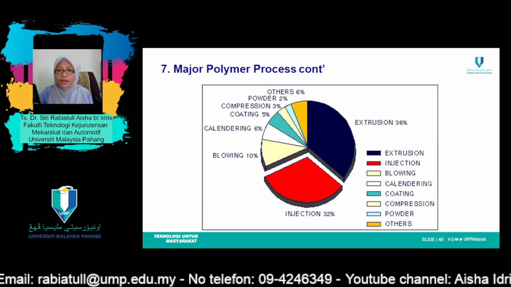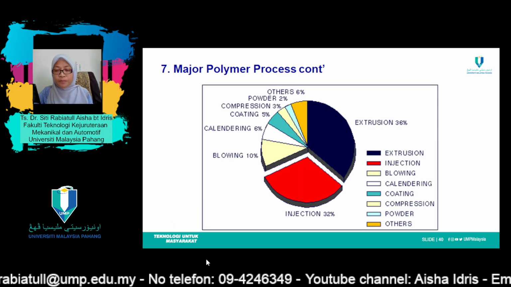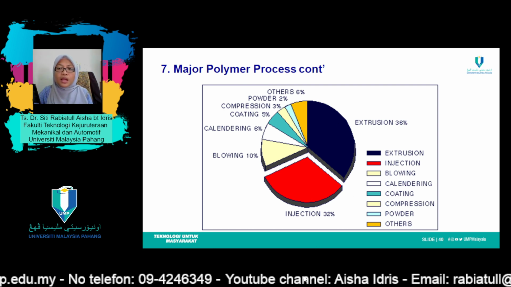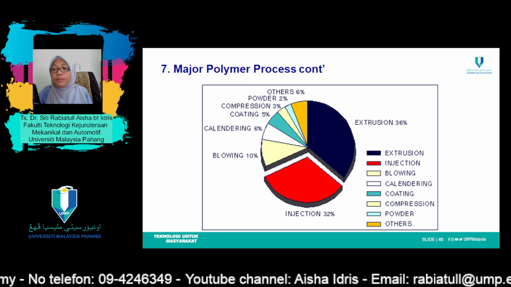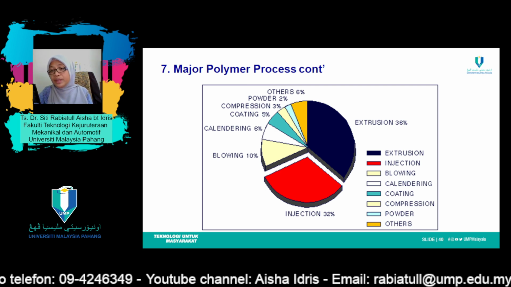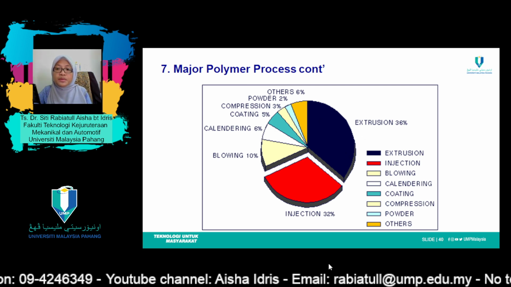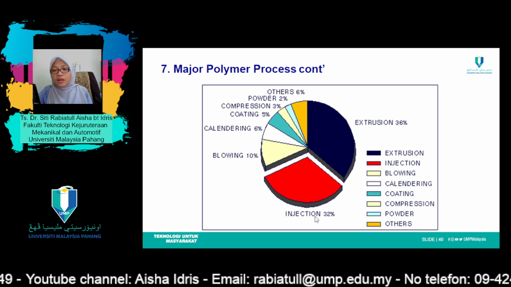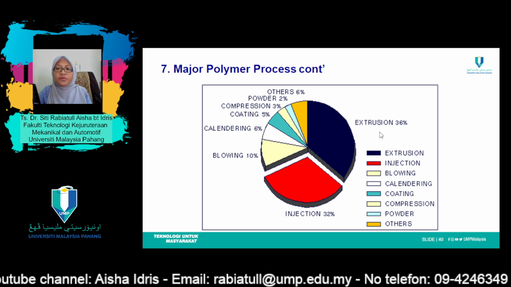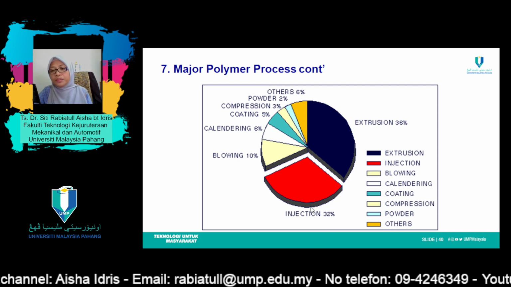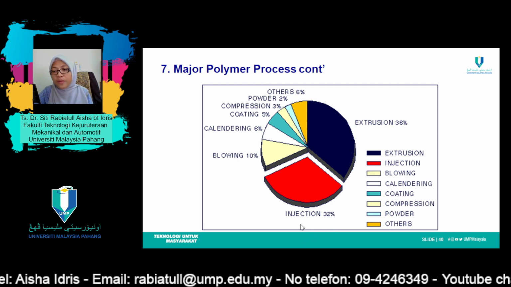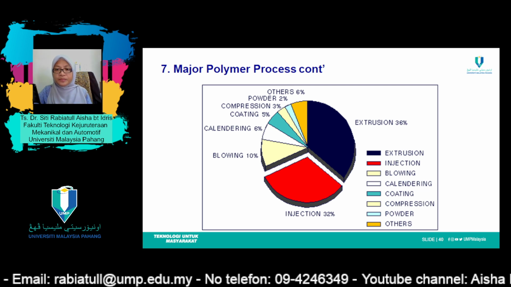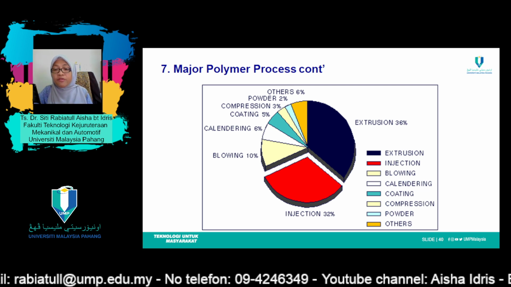If you look at this pie chart over here, we can see that most of the polymers are processed through extrusion, because it shows that 36% of the pie chart, the highest percentage, is for extrusion, followed by injection, and so on and so forth. The rest you may read on your own for other types of processes involved.